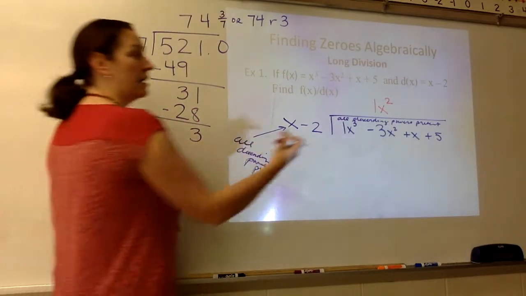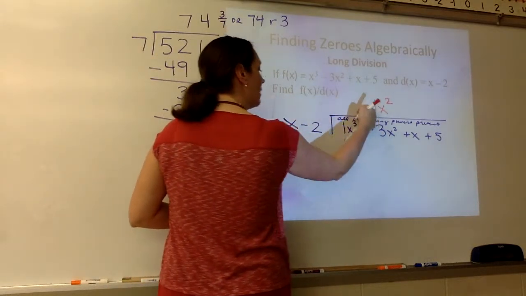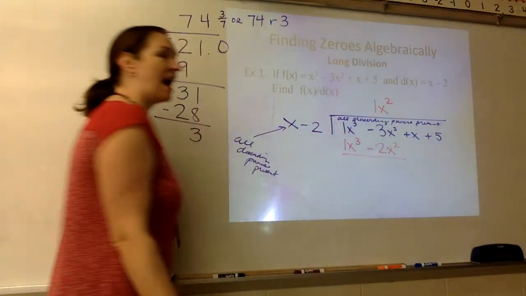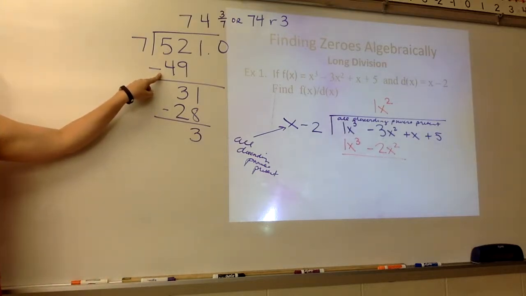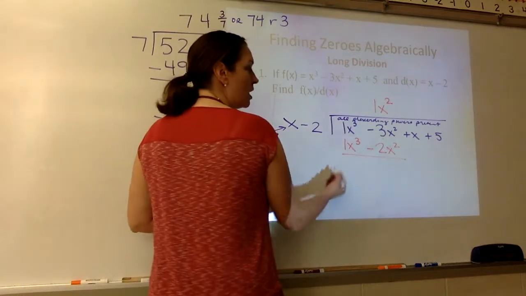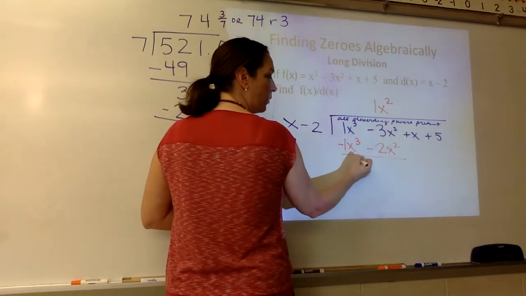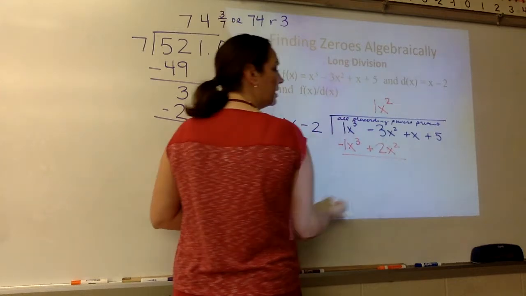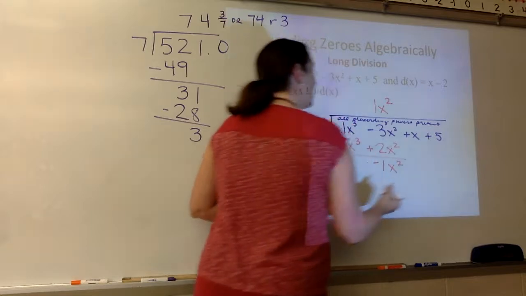I then multiply. Red times the first purple is 1x cubed. Red times this purple is negative 2x squared. This is where we always have an issue. I didn't add 49 over here. I subtracted it. By definition, subtraction is changing your signs. So this is 1x cubed minus 1x cubed, which went away. But this is not negative 3 minus 2. It becomes plus 2 with the sign flip, which gives me negative 1x squared.